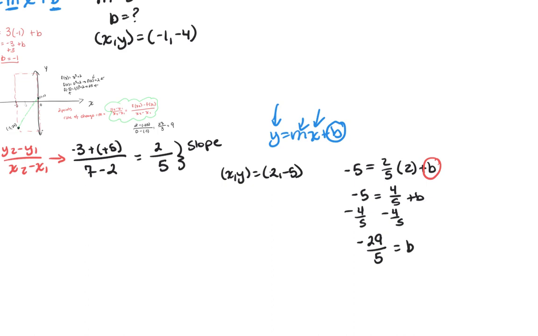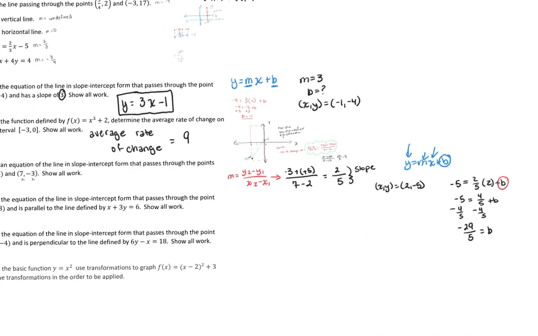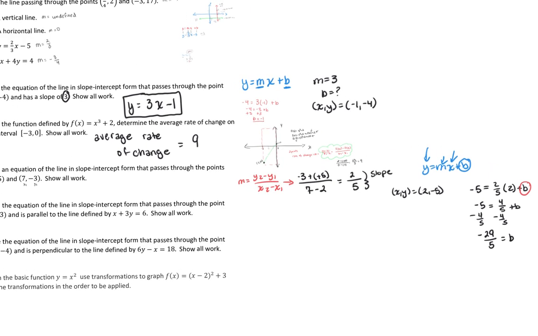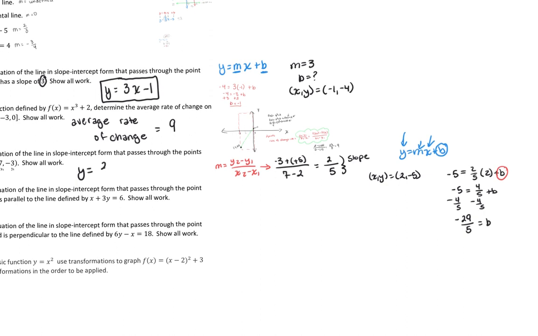So now we have all the parts to make our nice equation, right? So our equation is y equals, we came up with an m of 2/5 x, and we came up with a b of 29 over 5. Or negative 29 over 5.